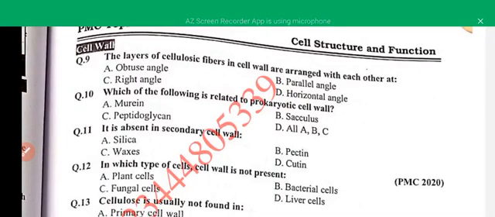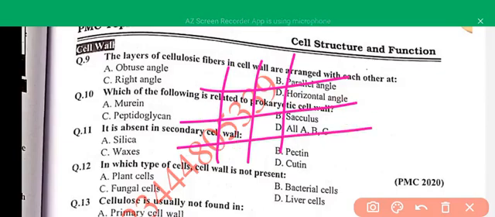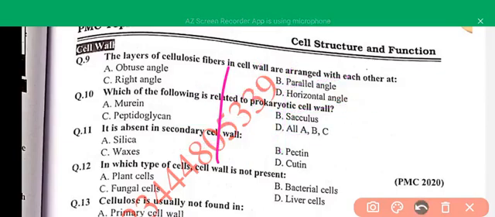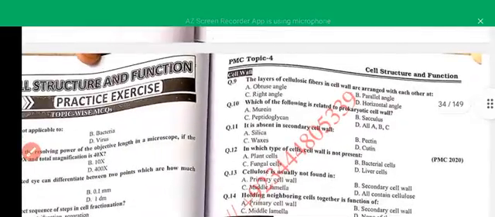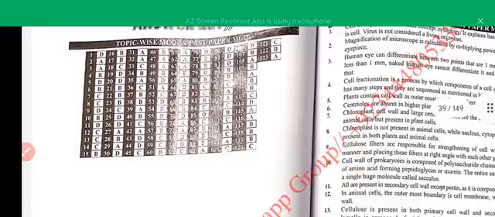Then, according to the cell wall, the layers of cellulose fibers in the cell wall are arranged at an oblique angle, right angle, parallel angle, or horizontal angle to each other. They are arranged at right angles to each other, in such a manner that gives stability to them. So the correct option for question 9 is C.